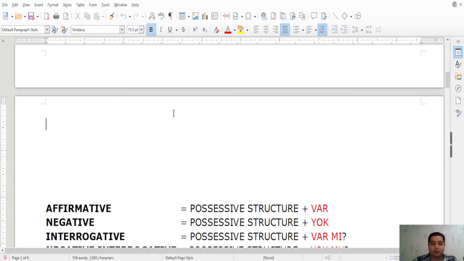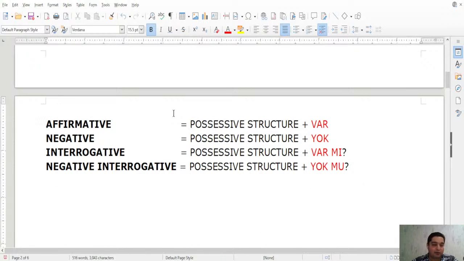Now let's go for affirmative. If you want to say I have, right, affirmative, you add that possessive structure and say just var, okay? For negative, you say that possessive structure plus yok, and that's it. For interrogative, you say possessive structure plus var mı, and you see because it's always var, it is always mı. It's fixed, okay? You don't have any other alternatives. And for the negative interrogative, it is possessive structure plus yok mu, okay? Which means don't you have or don't I have and so on.